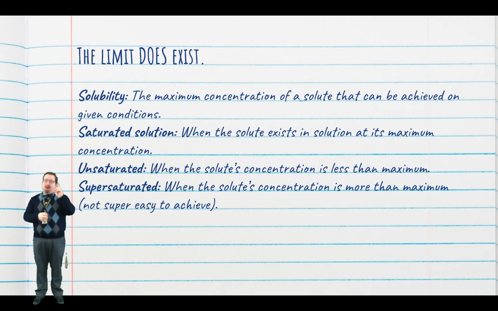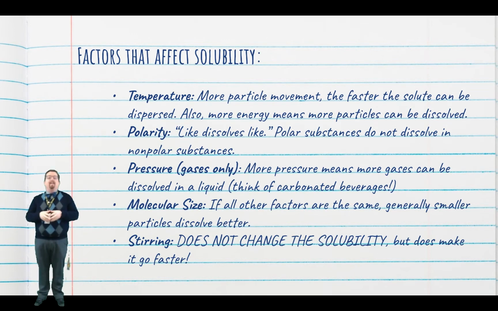And if we're smart about it, we can actually trick the solution into dissolving more of the solute than is actually possible. When that happens, the solution is considered supersaturated. There are 5 factors that affect how your solutes will dissolve: temperature, polarity, pressure for gases, molecular size, and stirring.